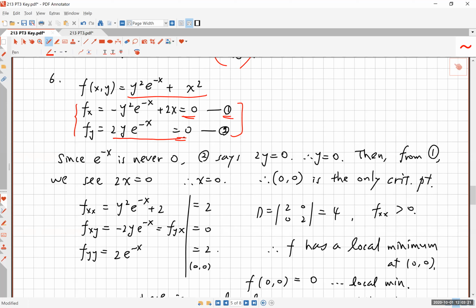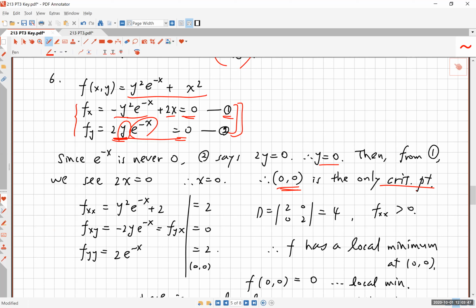But look at equation 2, right? e to the negative x never becomes 0. So that means this has to be equal to 0. That means y has to be equal to 0, right? Now, because y is 0, this is 0, this is 0. That means 2x has to be 0. Wow, that was easy, right? (0, 0) is the only point that satisfies both equation 1 and equation 2. And so this is the critical point.